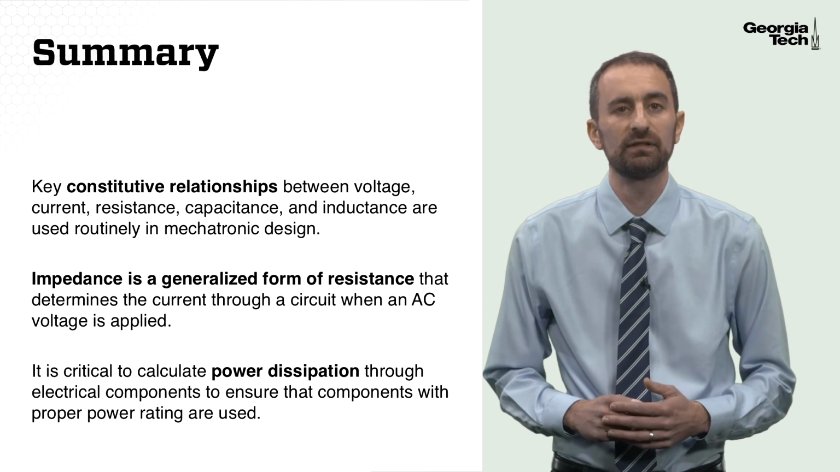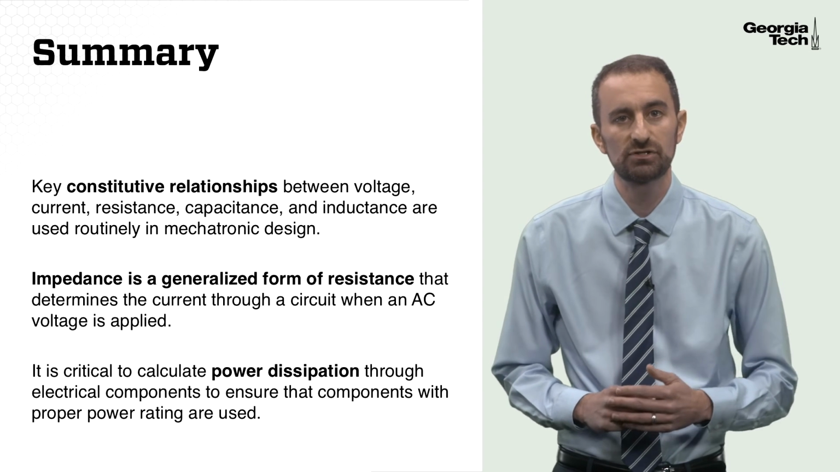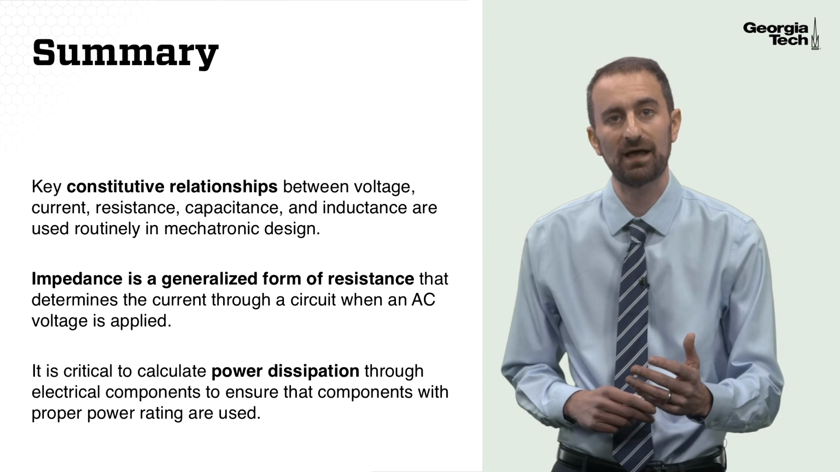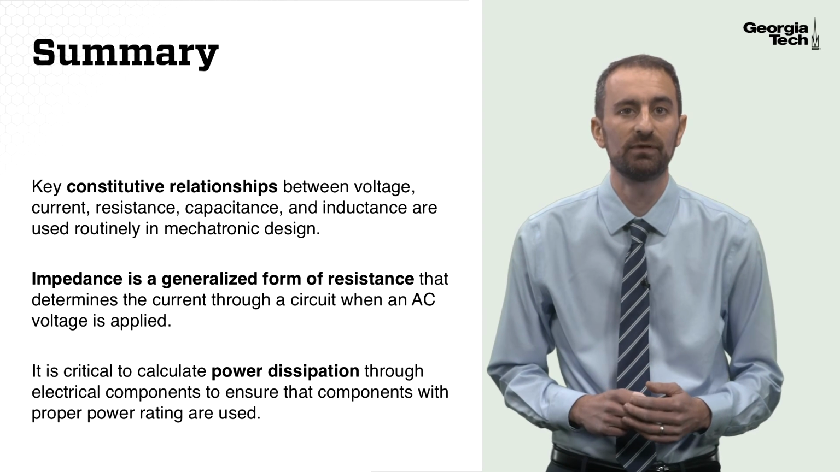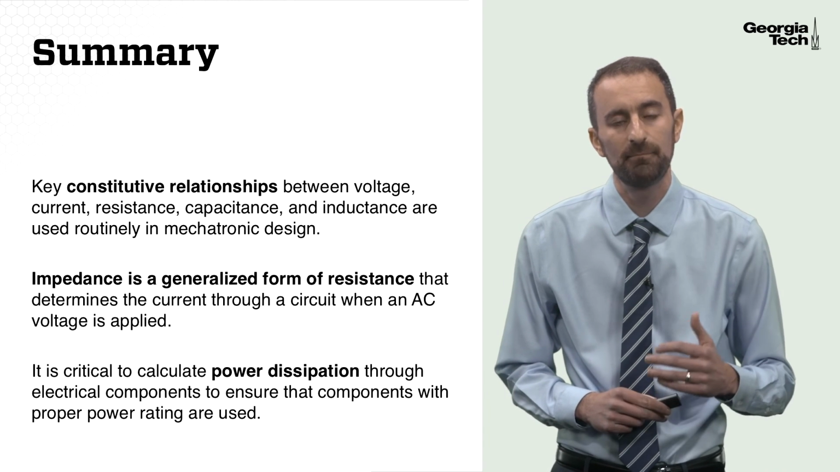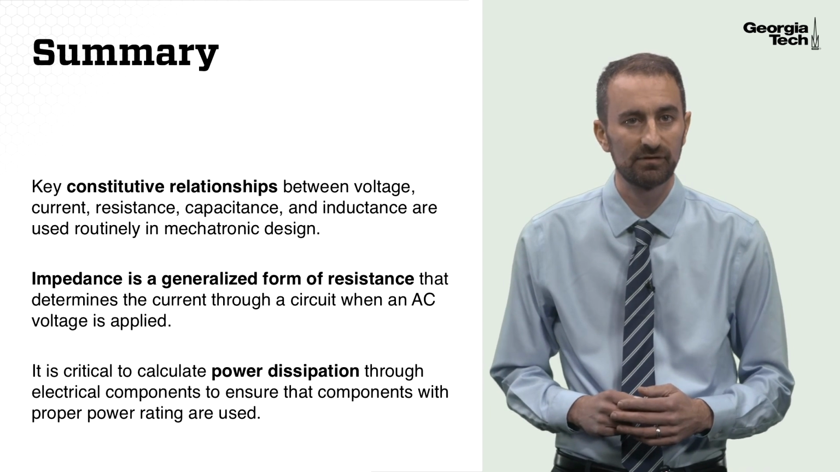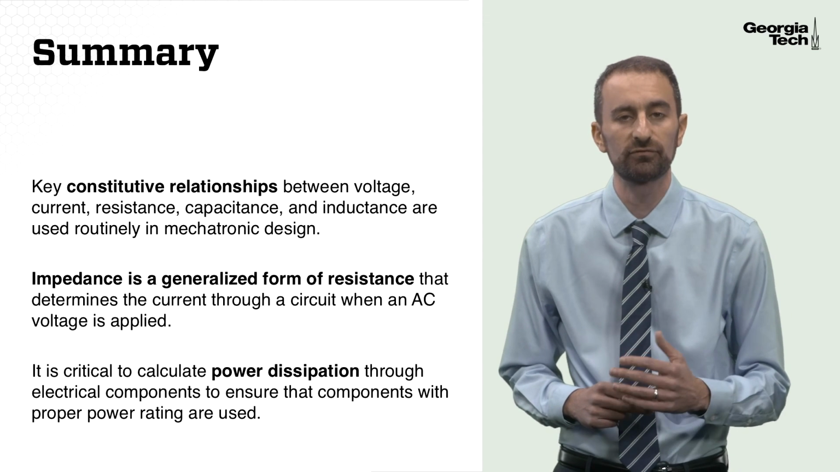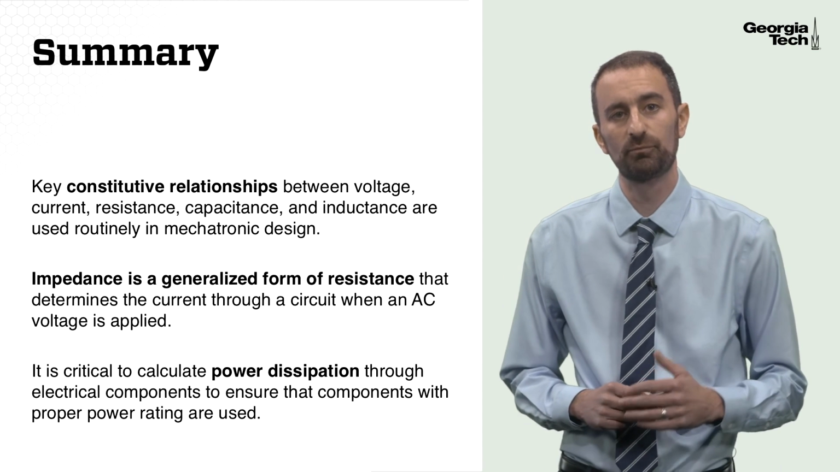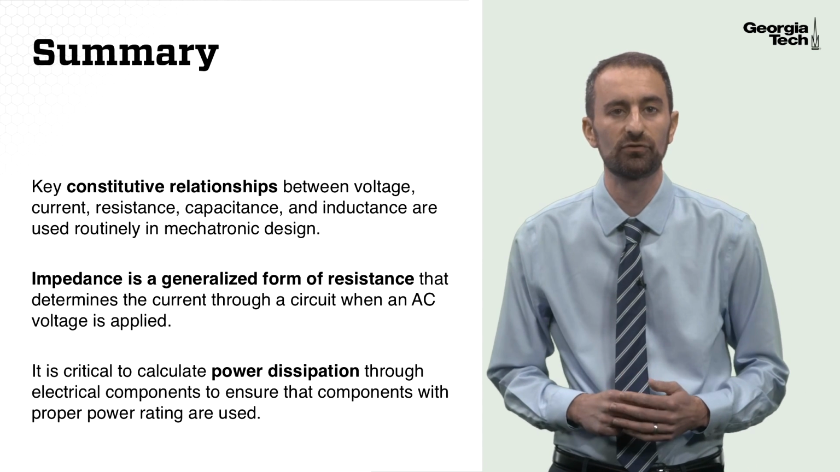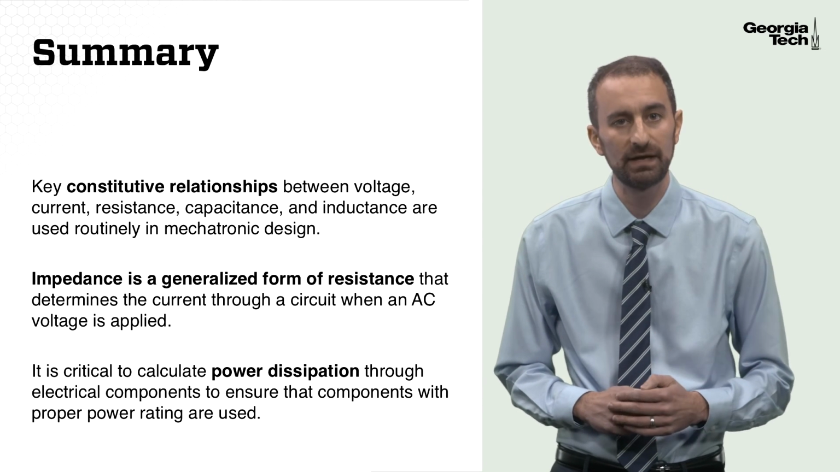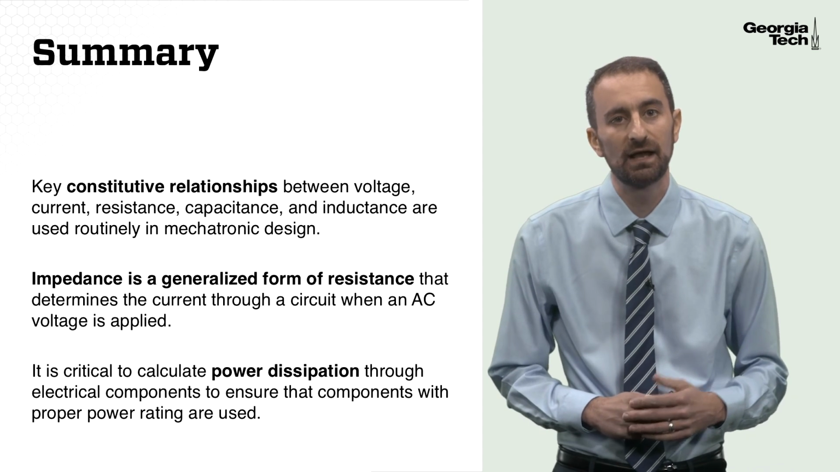To summarize what we've learned in this lesson, there are key constitutive relationships between voltage, current, as well as the resistance, capacitance, and inductance of circuit elements, and these are routinely used in mechatronic design. Impedance is a form of generalized resistance, and it determines the current that flows through a circuit when an AC signal is applied. Finally, it's really important to calculate power dissipation through circuit elements to make sure that those components have the proper power rating and don't fail or overheat as current flows through them.